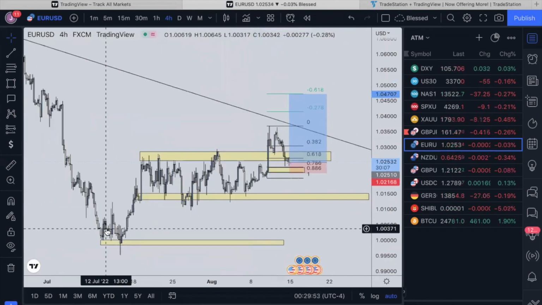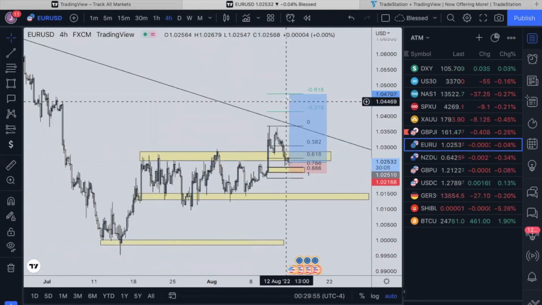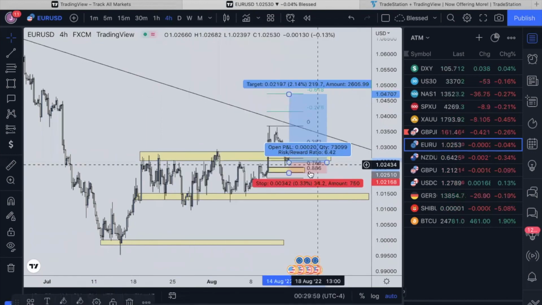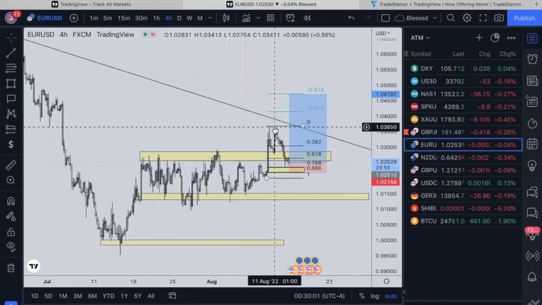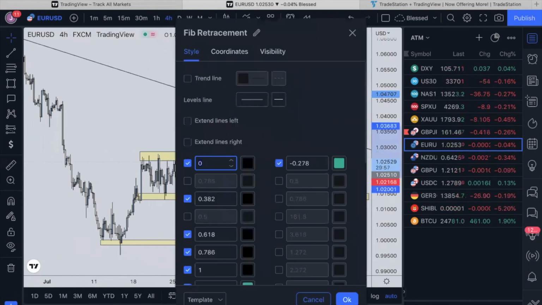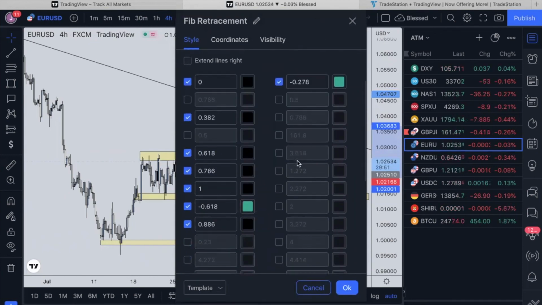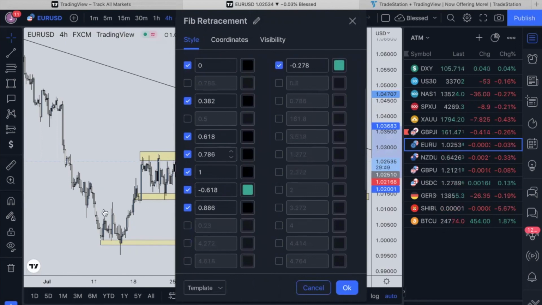So here are my fib levels. I almost forgot to show you guys. So hold on. All right, so let me scroll down. Screenshot this so that you can have the same fib settings that I have. So these are the fib settings that I use.